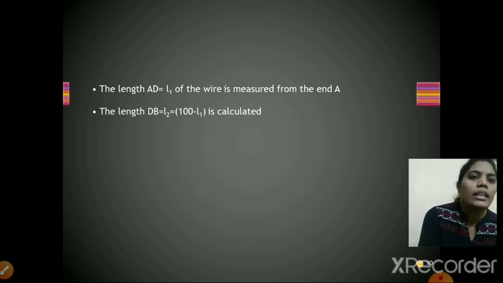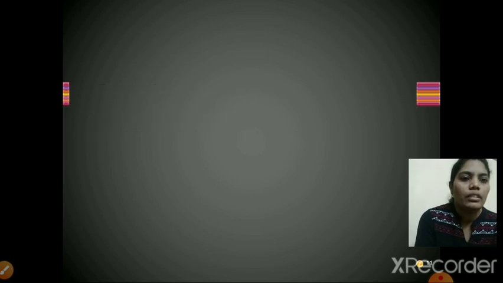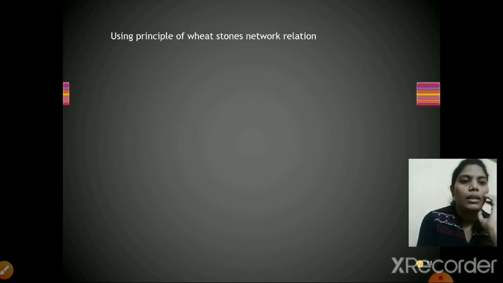Now the length AD, we consider it as L1, and the other length DB, that is L2, which is simply 100 minus L1. Now the resistance R in the resistance box is noted. Now a resistance box is nothing but a number of resistors which are connected in series.